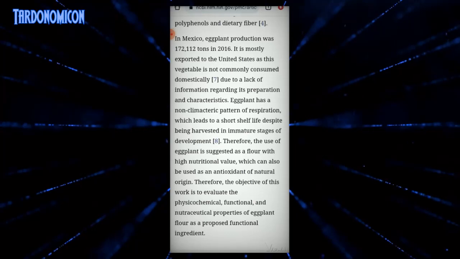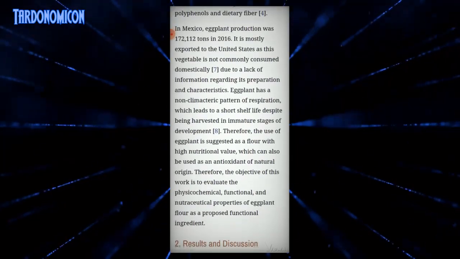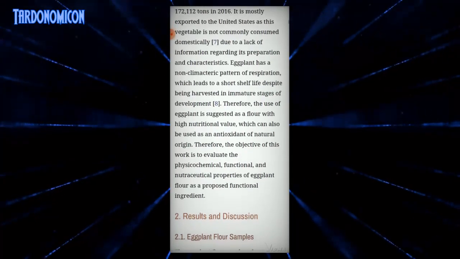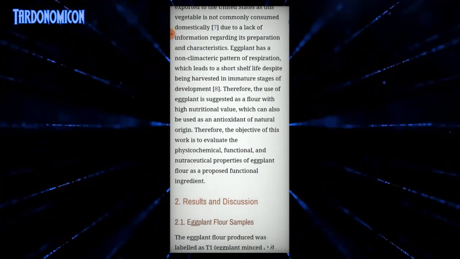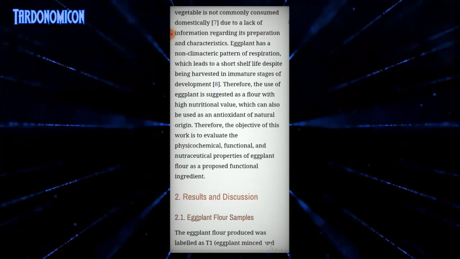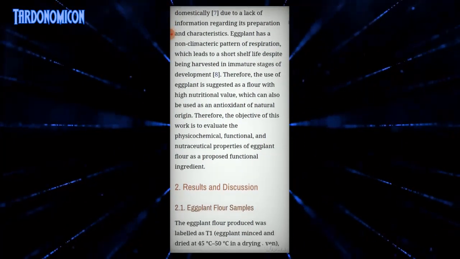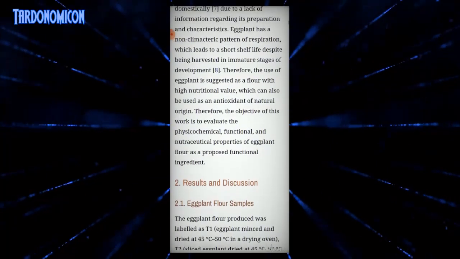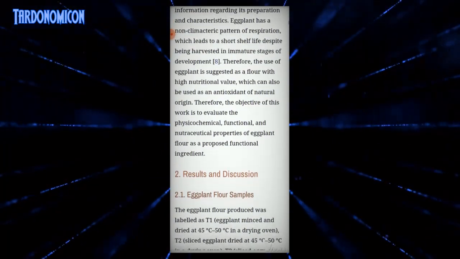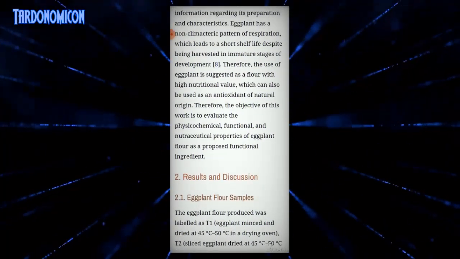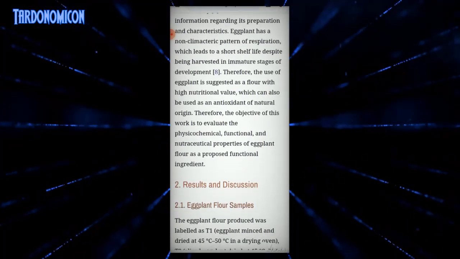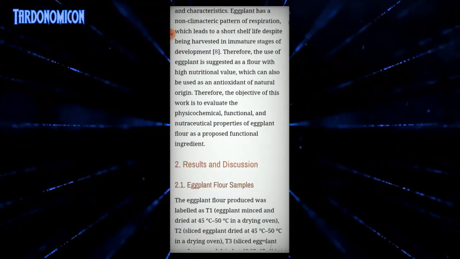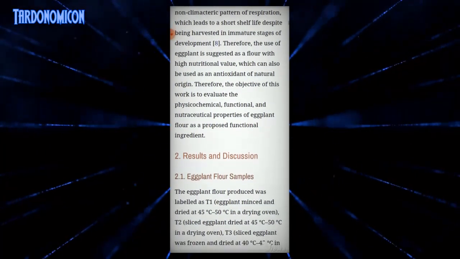Due to the lack of information regarding its preparation and characteristics, eggplant has a non-climacteric pattern of respiration, which leads to a short shelf life despite being harvested in immature stages of development. Therefore, the use of eggplant is suggested as flour, so it helps increase the shelf life of the eggplant, which has high nutritional value, which can also be used as an antioxidant of natural origin.